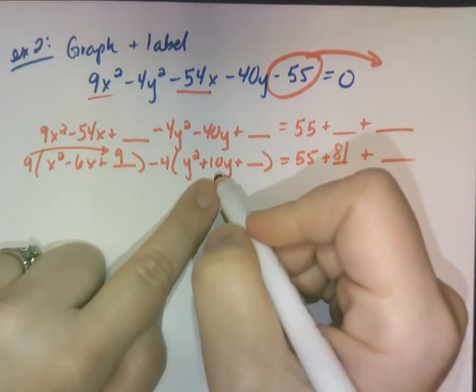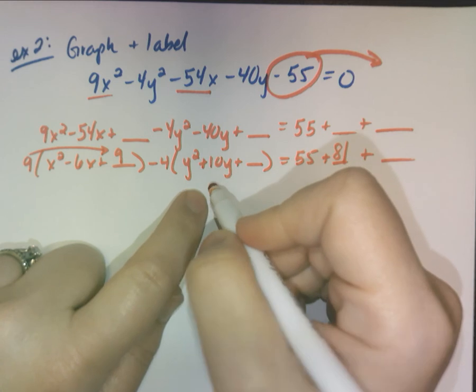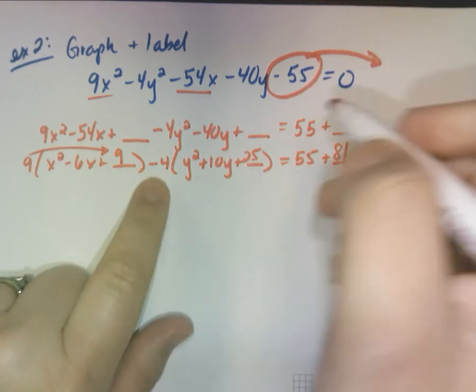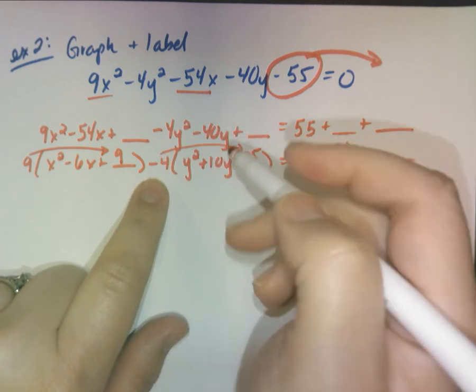Half of 10 is 5. 5 squared is 25. Do I put 25 over here? No. I put negative 4 times 25, which is negative 100.